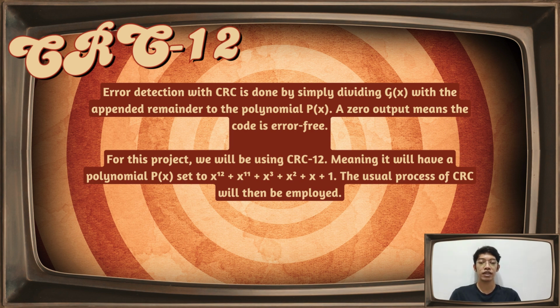For this project, we'll be using CRC-12, meaning it will have a polynomial as presented here: x to the 12 plus x to the 11 plus x cubed plus x squared plus x plus 1. Simply the usual process of CRC will then be employed. The number of zeros in this case will be 12.